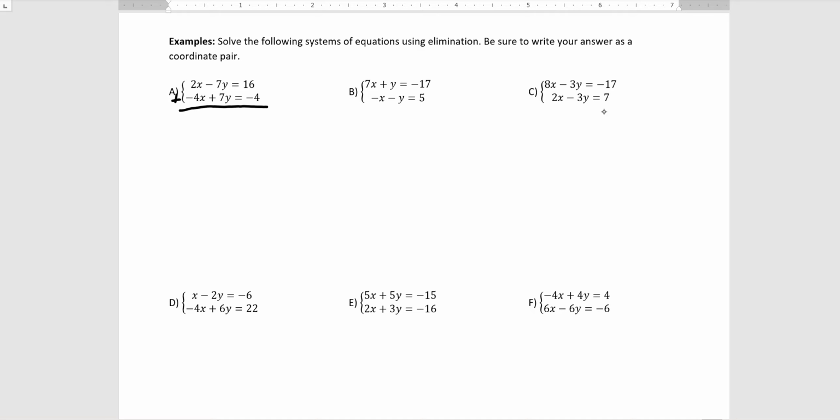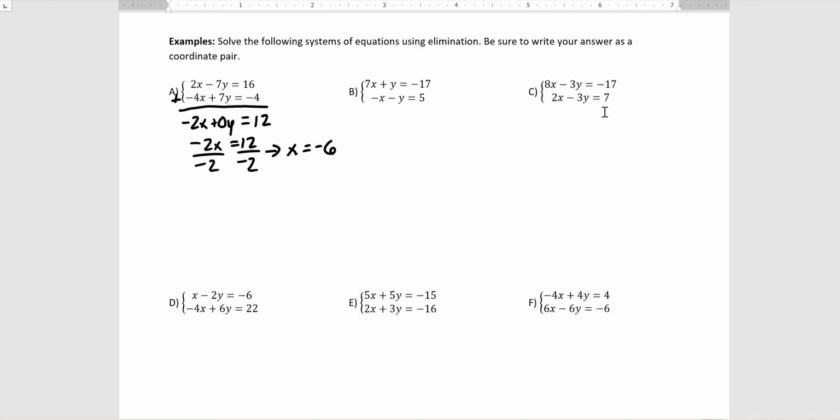So 2x plus negative 4x becomes negative 2x. Negative 7y plus 7y becomes 0y. And 16 plus negative 4 is 12. So I'd have negative 2x plus 0 equals 12. Divide by negative 2, divide by negative 2, and I find that x equals negative 6.